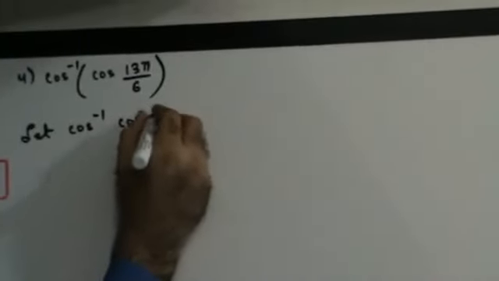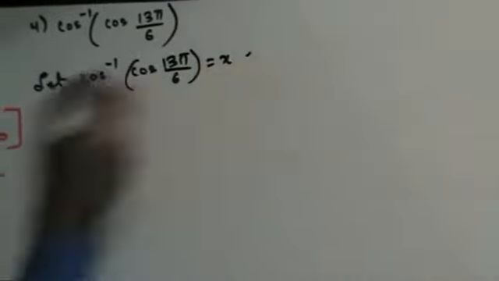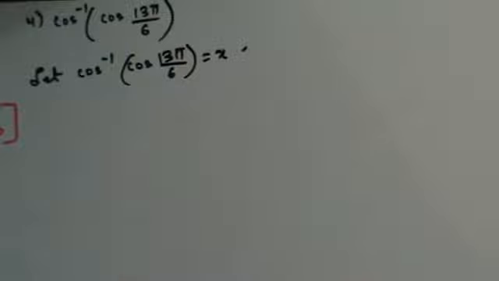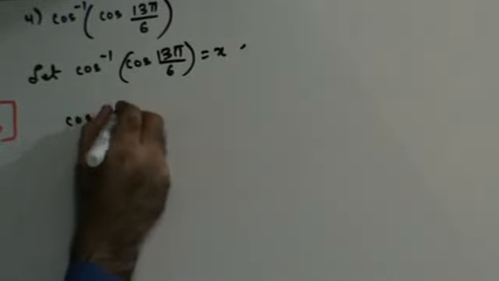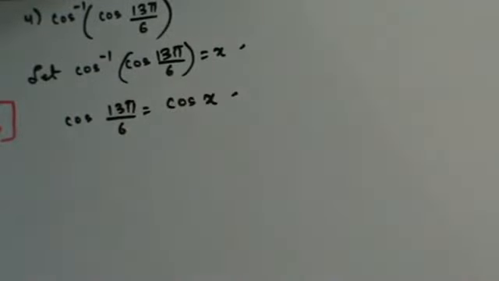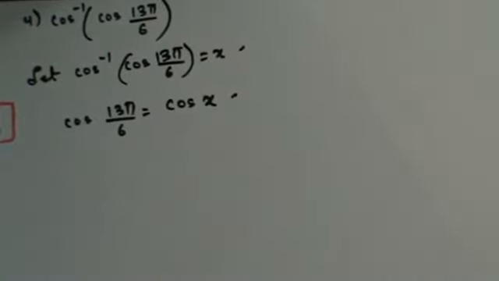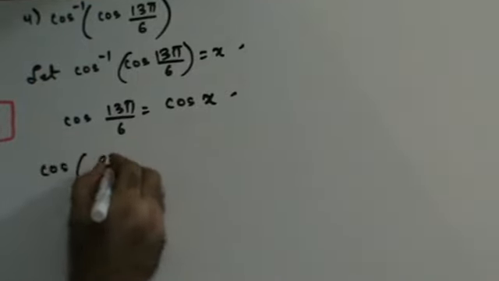Find the value of cos inverse of cos 13 pi by 6. Same method: let cos inverse of cos 13 pi by 6 be equal to x. If I take cos inverse to the other side, it becomes cos, so you get cos 13 pi by 6 is equal to cos x. Use allied angles. Before I cancel the cos function, I have to reduce the given angle to its simplest form, meaning a value less than 360 degrees. Now, cos 13 pi by 6 can be written as cos of 2 pi plus pi by 6.